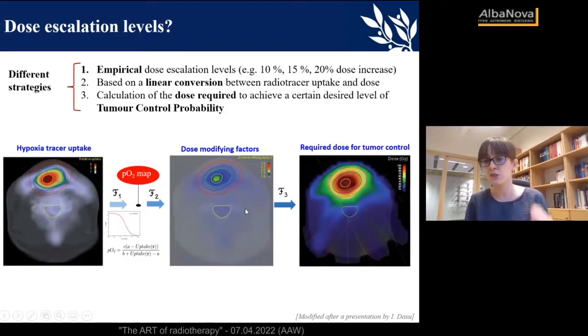So these are dose escalation levels that would be needed in order to counteract the radiation resistance of the tumor. Once these dose modifying factors are available, one could then calculate the dose that is required for achieving a certain desired level of tumor control probability. So this method gives us a way to calculate the actual dose that should be administered to the patient in order to counteract the radiation resistance coming from the presence of hypoxia. And as you can see here, the method gives us a dose distribution which is heterogeneous, given voxel by voxel.